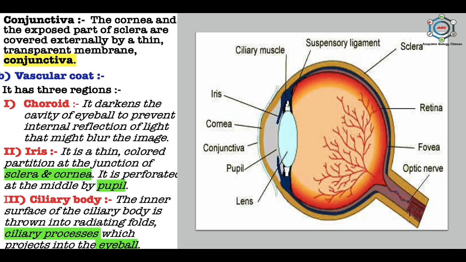Now the third, that is the ciliary body. The inner surface of the ciliary body is thrown into radiating folds. This is ciliary process which projects into the eyeball. Behind the peripheral margin of the iris, the vascular coat is thickened to form the ciliary body. It has ciliary muscles. You can see in the picture, these are the ciliary muscles, which are of two types, circular and meridional.